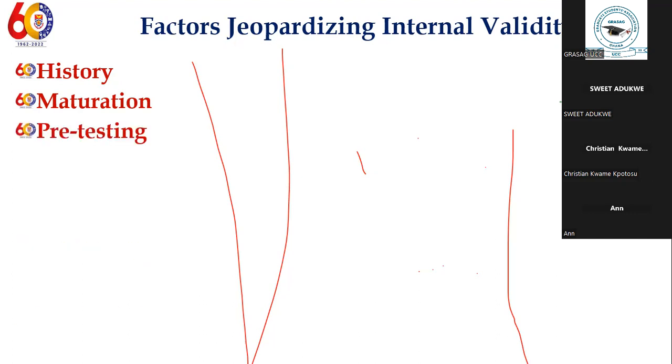Again, the issue about pre-testing, we spoke about that.